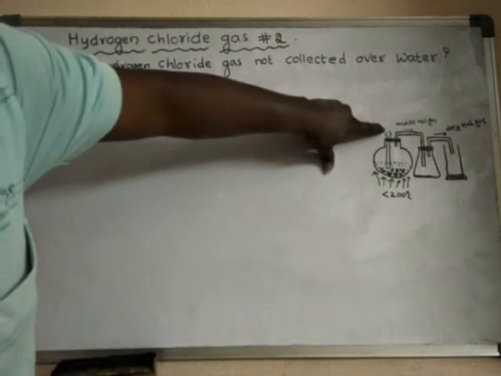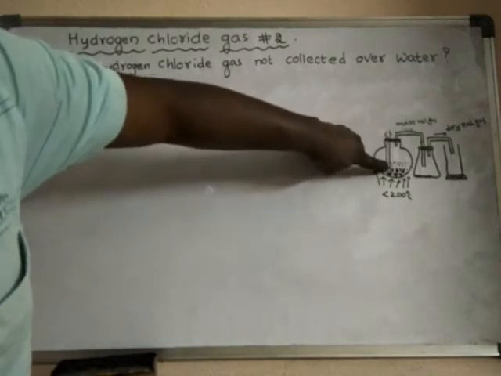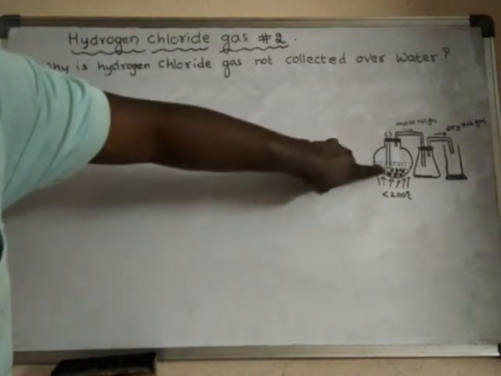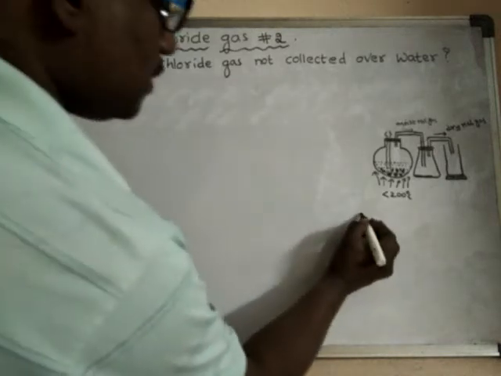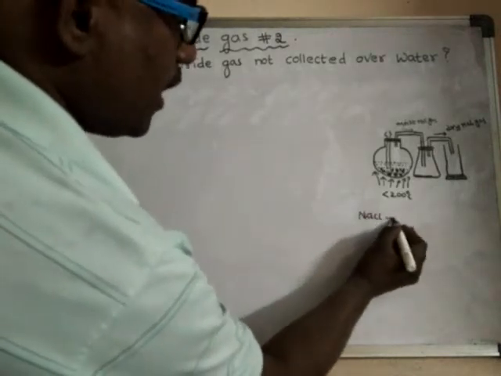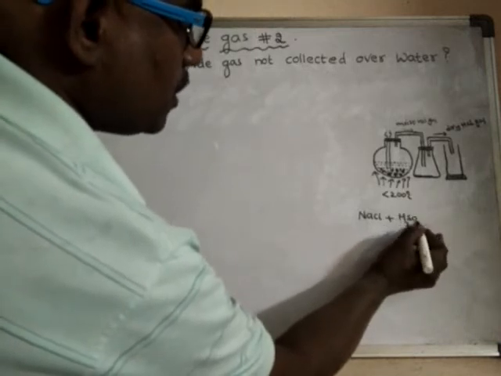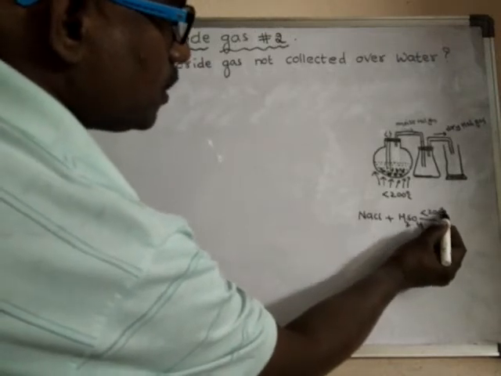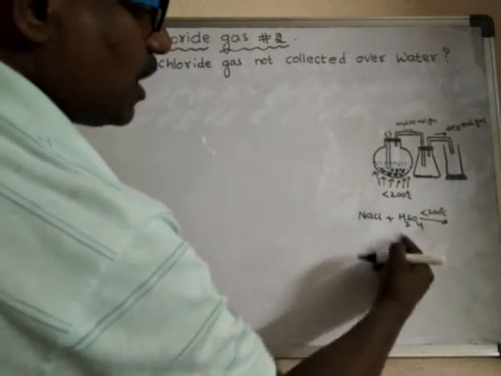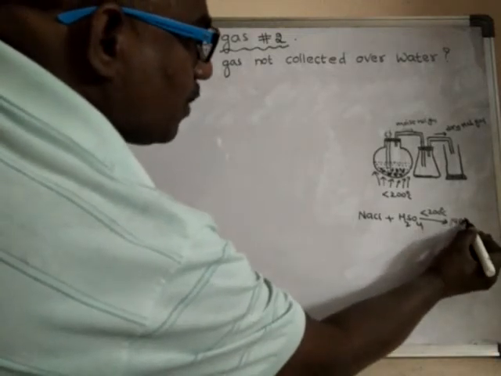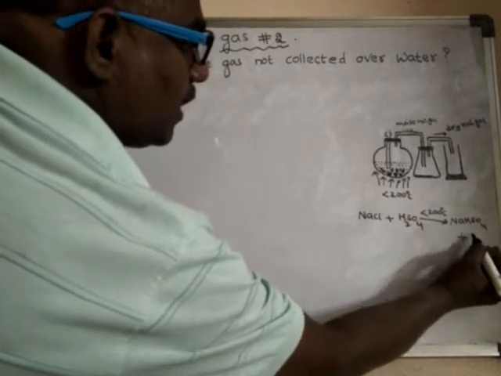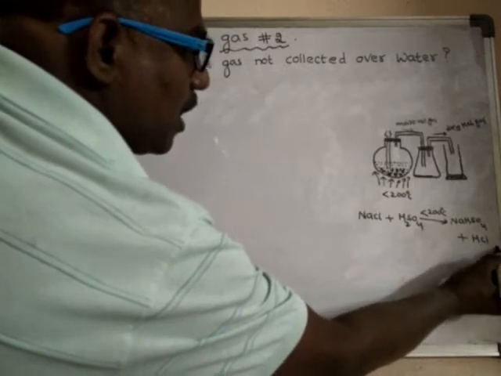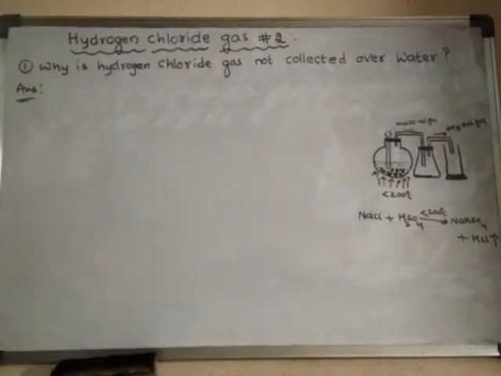Here this is called a thistle funnel. The lower end of the thistle funnel should be dipped in the acid. Reaction takes place between rock salt and concentrated sulfuric acid, when it is heated to below 200 degrees centigrade. Due to this reaction, it forms sodium hydrogen sulfate and hydrogen chloride gas. These two are the products.